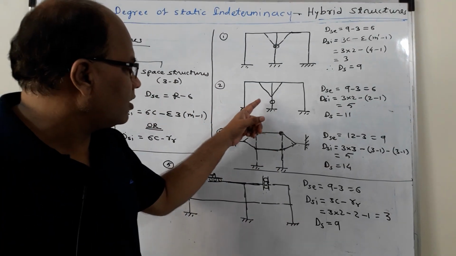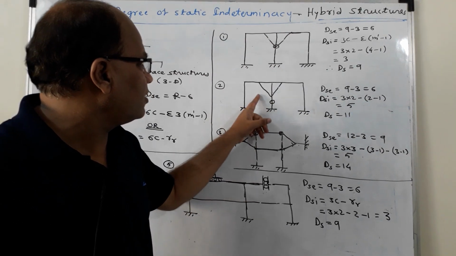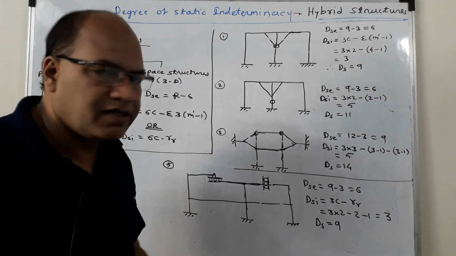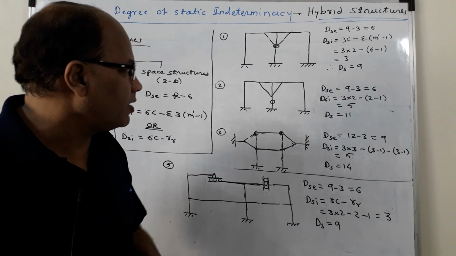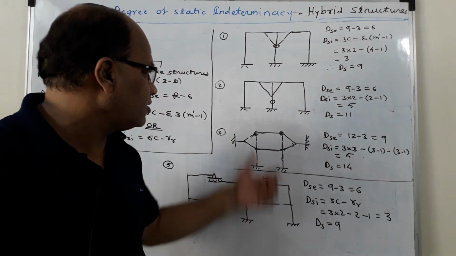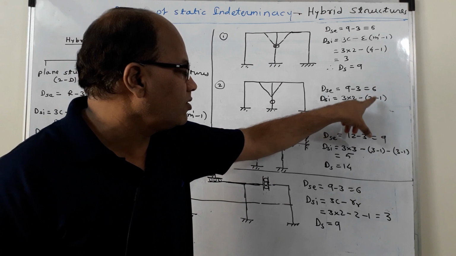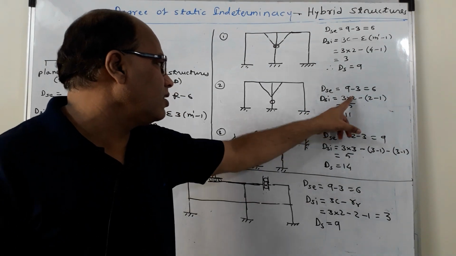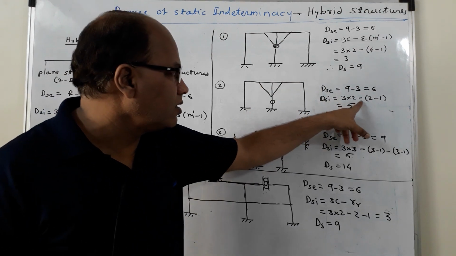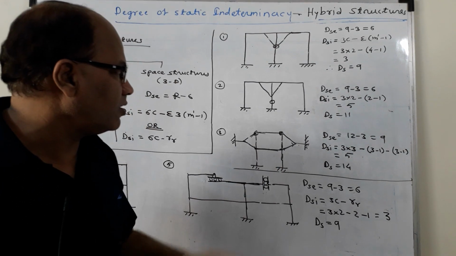Now I have considered the second frame. It is similar to this one. The only difference which I have made is that instead of providing the hinge at this junction, I have provided a hinge over here. Let us see what is the difference which is taking place over here. DSE, the frame is same, so DSE is equal to 9 minus 3, that is 6. DSI is 3C minus summation of m dash minus 1. So 2 loops are there, so 3 into 2 is 3C, minus m dash minus 1. M dash is the number of members meeting at that joint where the hinge is provided.